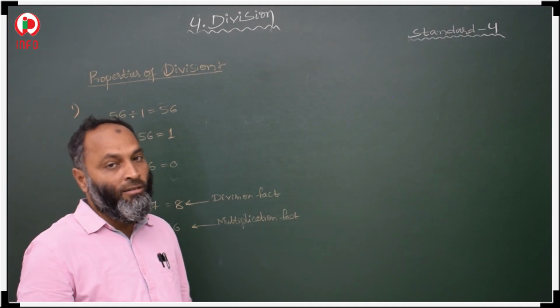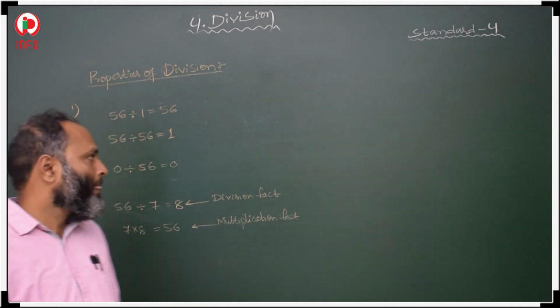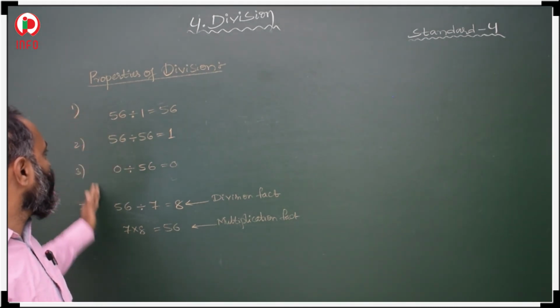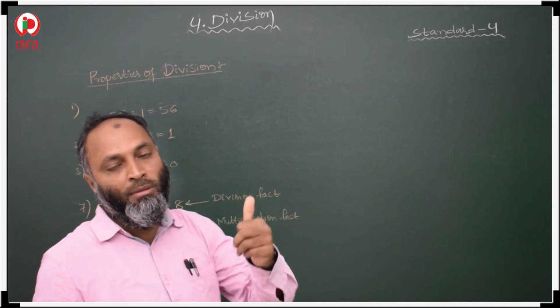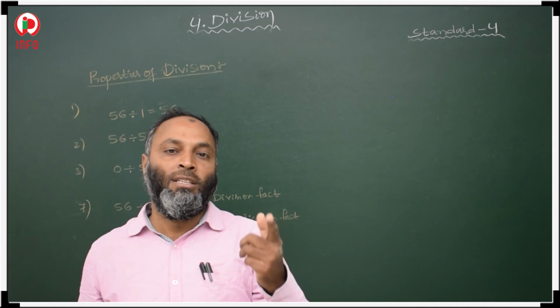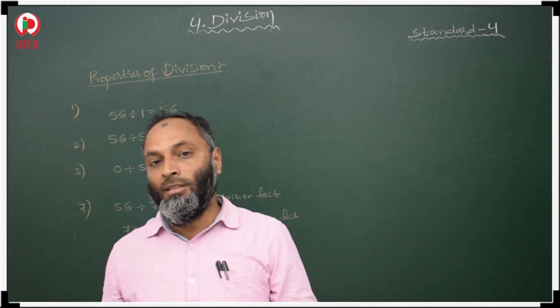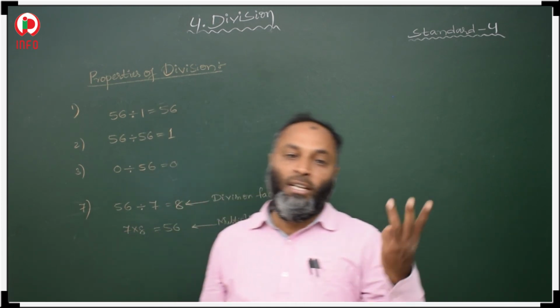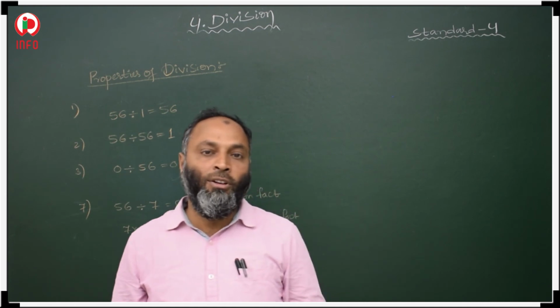This is when the remainder is 0. When the remainder is not 0, we also have to take the remainder plus. So these are all the properties of division. First property: if any number is divided by 1, you will get the number itself. If any number is divided by itself, the answer is 1. If 0 is divided by any number, the answer is 0. Then multiplication facts and division facts according to division. Okay? These 4 you have to remember.